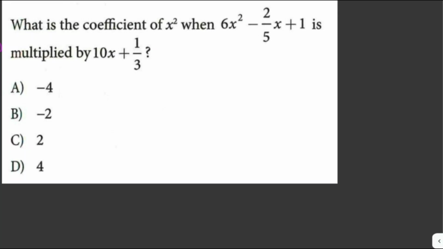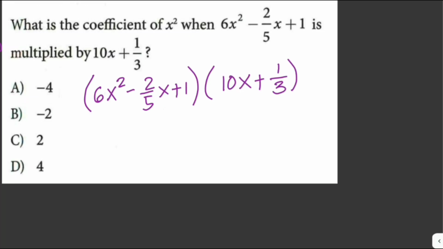What is the coefficient of x squared when 6x squared minus 2/5 x plus 1 is multiplied by 10x plus 1/3? So when multiplying polynomials, we multiply the first term of the first factor by the first term of the second factor first, and so on. So let's multiply 6x squared and 10x.